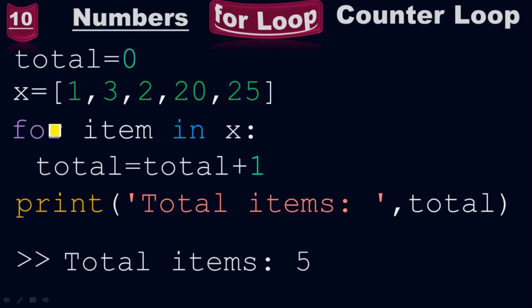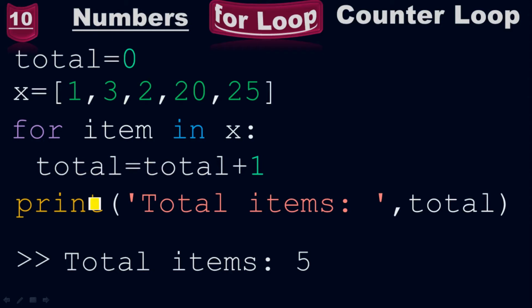Similarly, the for loop will iterate over 20. My previous number was 3. So 3 plus 1 will be 4. 20 is on the fourth number. Similarly, when the for loop iterates over 25, my previous number was 4. So 4 plus 1 will be 5. 25 is on the fifth number. So in total we have 5 items. 1, 2, 3, 4, 5. Total equals to total plus 1. This is the formula to count the total items in the list.